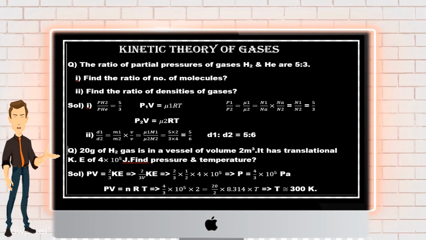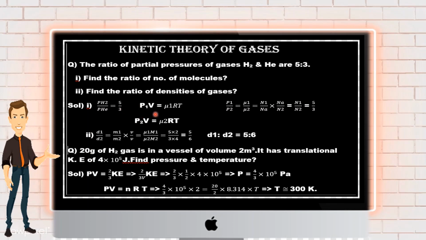Coming to the next part, here we are going to discuss numericals on the kinetic theory of gases. The first numerical: the ratio of partial pressures of hydrogen and helium is 5:3. Find the ratio of the number of molecules and the ratio of the densities of the gases. For the first one, they have asked for the ratio of the number of molecules, with the hint that the partial pressures are in the ratio 5:3. Make a note: partial pressure of hydrogen by partial pressure of helium is 5:3.